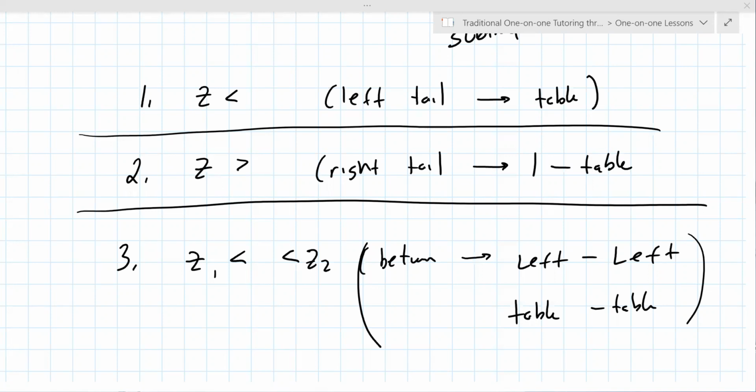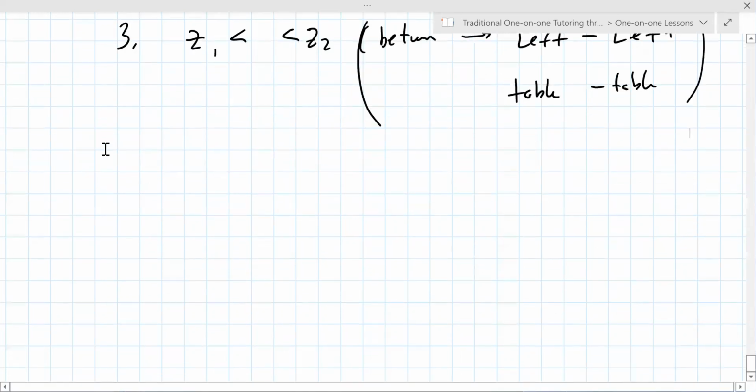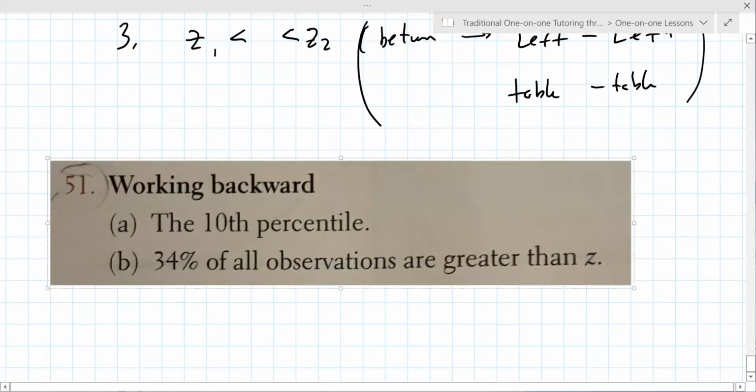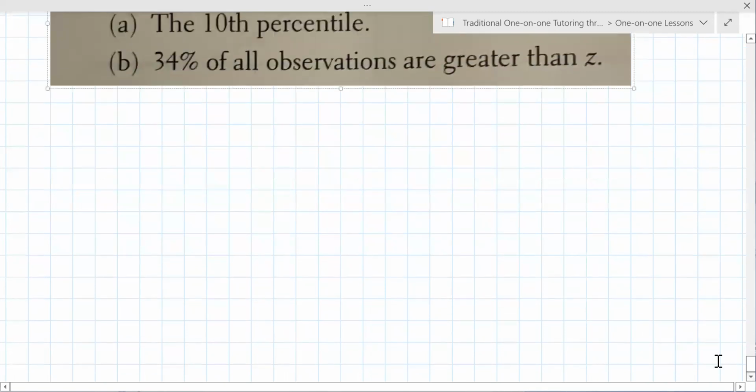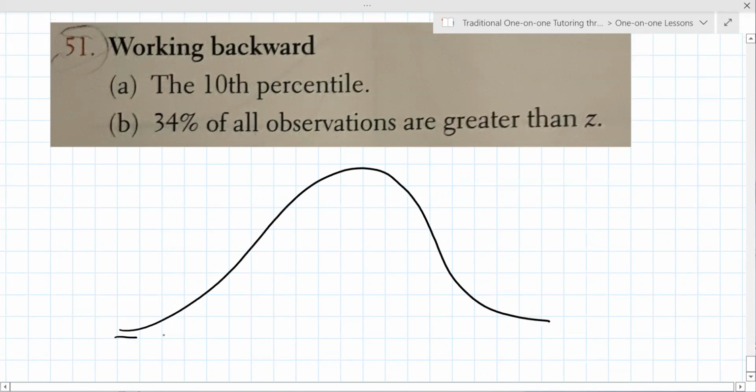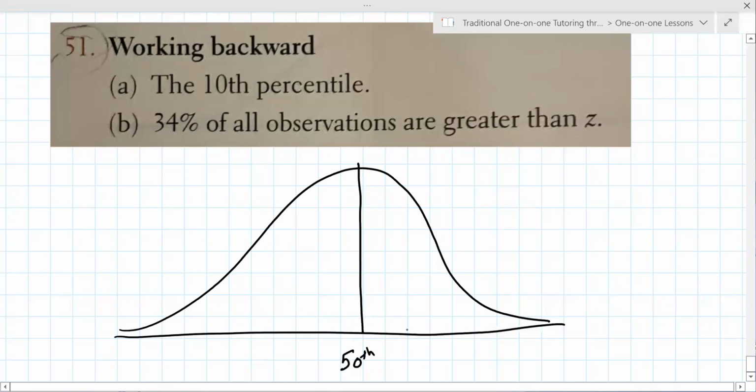The word questions or story questions, they're all kind of variations on this. Okay, so let's use the calculator or the normal curve. Here's, let's talk about the 10th. Let's talk about percentiles. Right in the middle is the 50th percentile. The 100th is over here. So obviously 10th is over here. Now percentiles, you want to think of those as areas.